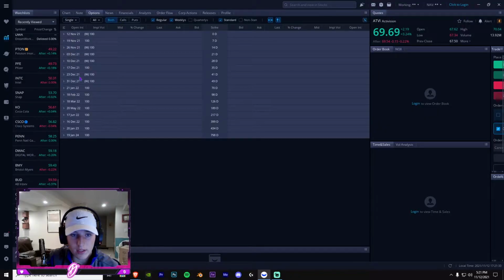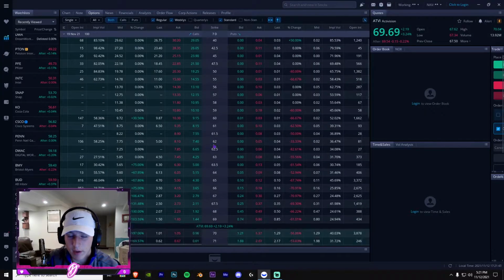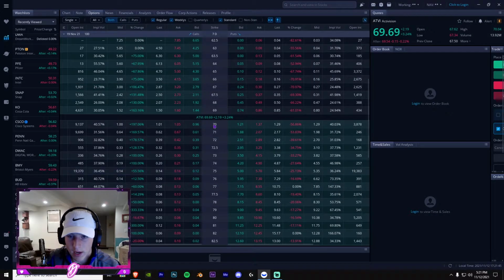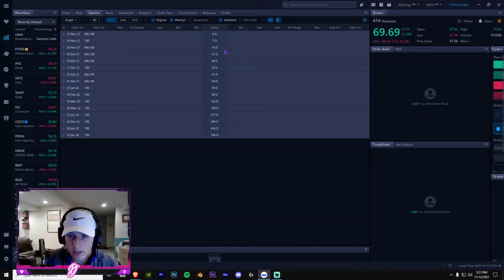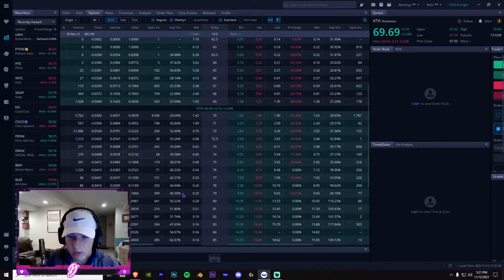These are all the dates. So 12th, 19th, and they're all in increments of 7 because they expire every Friday. So if you see this 7 days out, that means they expire next Friday. And we see the same prices or same strike prices. And as you guys get farther out, these prices will increase.